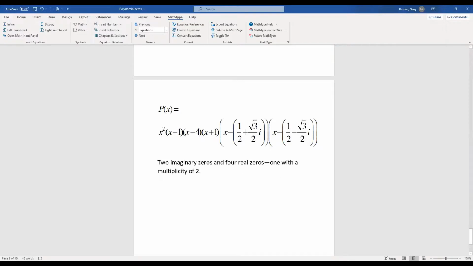We have 4 real zeros: 0 from x squared, 1 from x minus 1, 4 from x minus 4, negative 1 from x plus 1. So those are the 4 real zeros. And then we have these 2 imaginary zeros. Now for graphing purposes, the imaginary zeros don't play a role. But they are kind of important in the fact that they give us a complete complement of 6 zeros. 1, 2, 3, 4, 5, 6, counting the 0, 0.